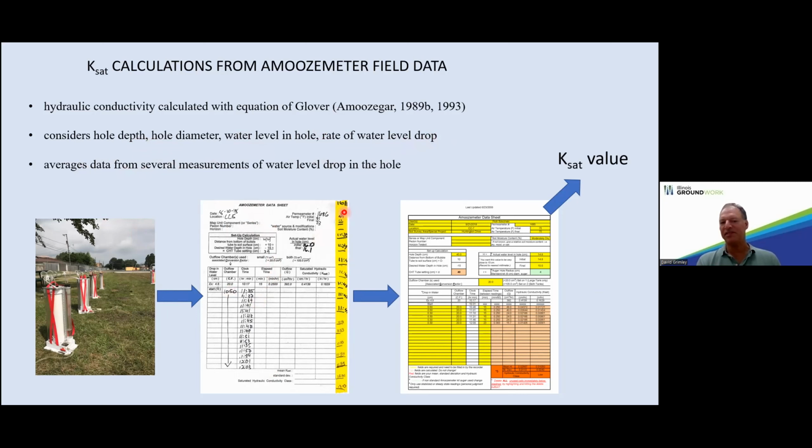You can see here is the tape that they took from the field on the Amoozemeter, and they put it onto the paper. Every 2 minutes, in this case, they made a mark on the paper. They did that over a half hour, so they marked it several times. And here's an example of where you use those markings to measure the water drop, and then you calculate your final saturated hydraulic conductivity based on an average of all those markings and water level drops at that particular depth at that particular site.